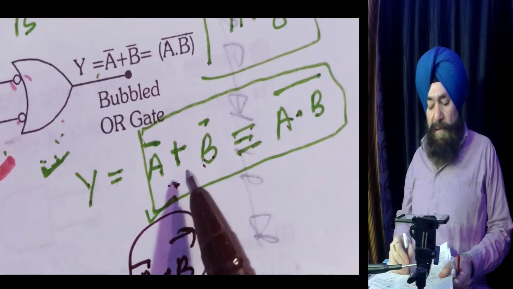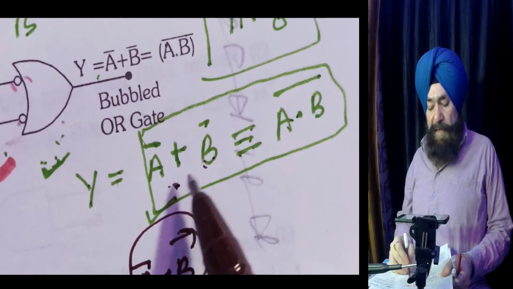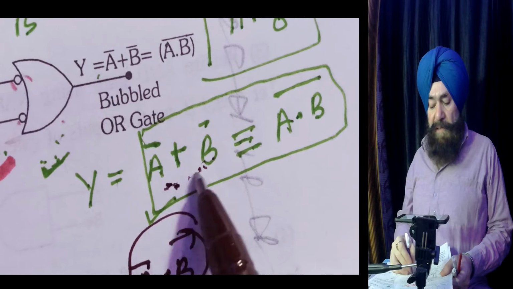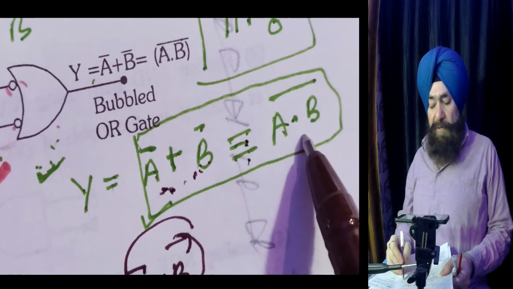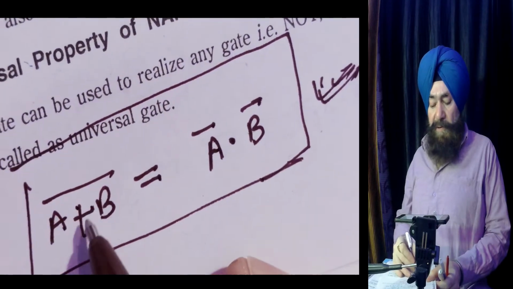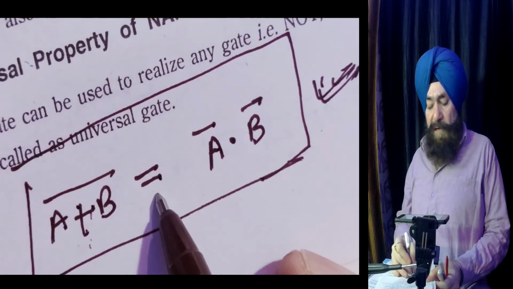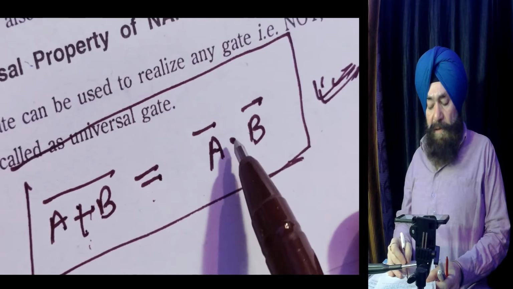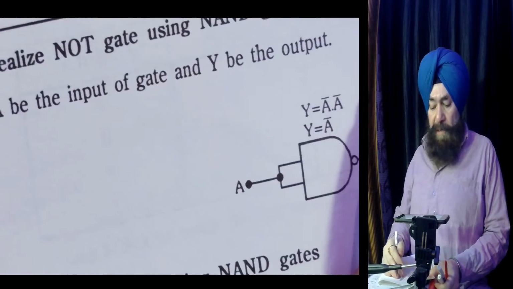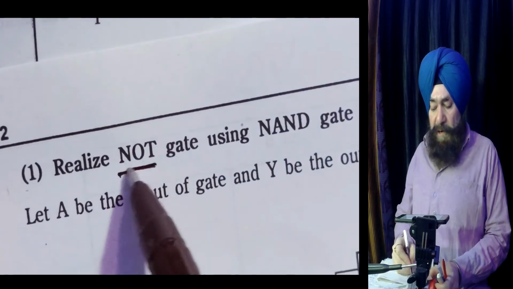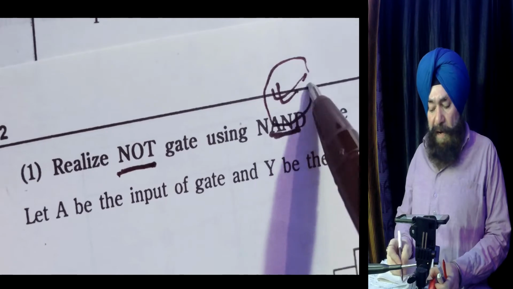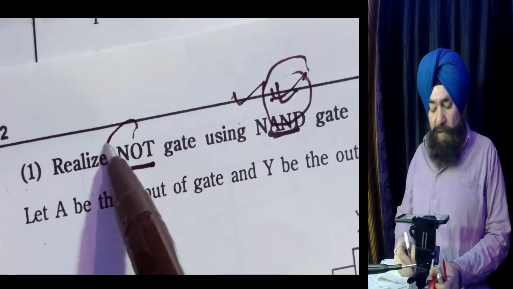Okay, this was the first identity. Bubbled OR gate is equivalent to the NAND gate. Okay, NOR gate is equal to bubbled AND gate. Now how can we realize the NOT gate? You are having NAND. Can NAND give the operation of NOT?